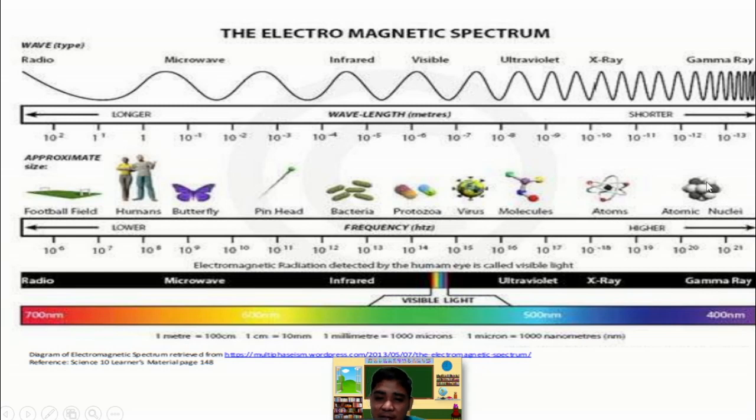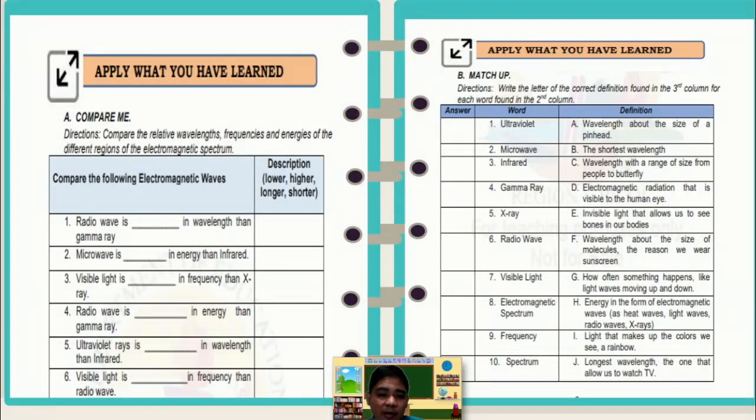I hope you understand the interrelationship among wavelength, energy, and frequency of the electromagnetic spectrum members of the family. Let us now proceed. Apply what you have learned.